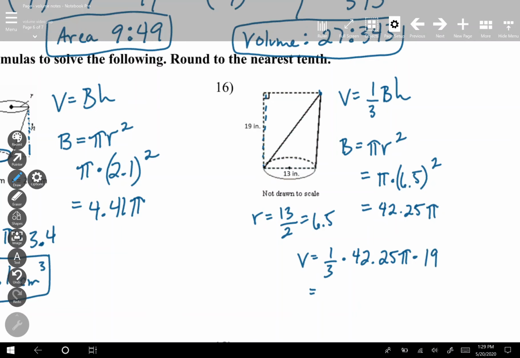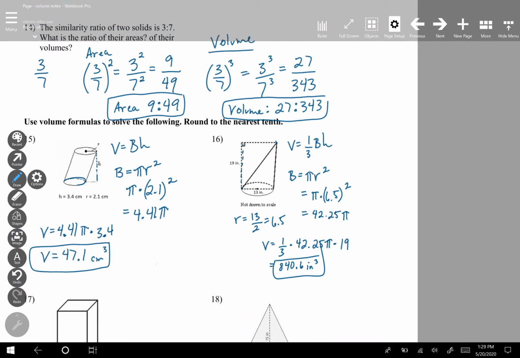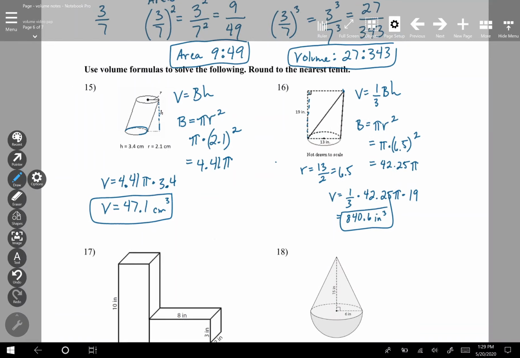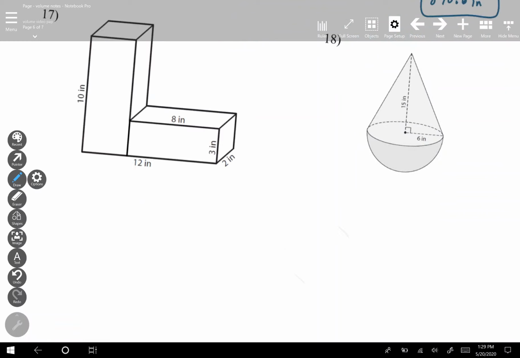So again, 1 divided by 3 times 42.25 times pi times 19, and so we get 840.6 inches cubed. Okay, so there's that one. So again, the oblique cylinders and the oblique cones, they're the same formula as a regular cylinder, as a regular cone. All right, last piece.